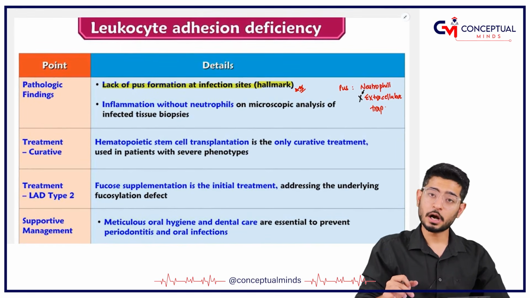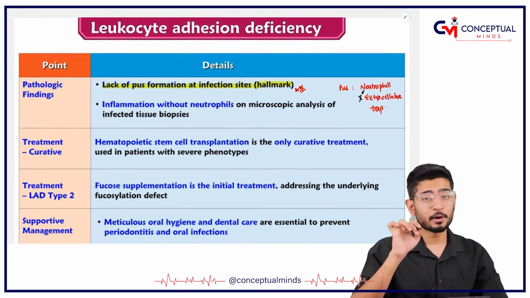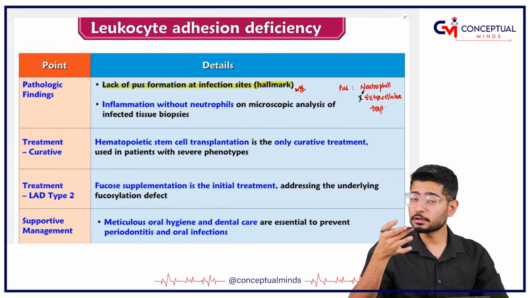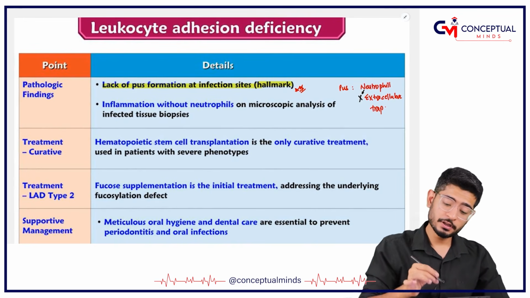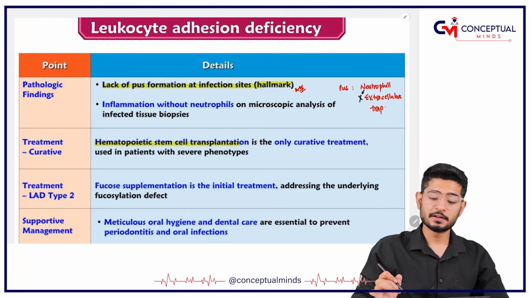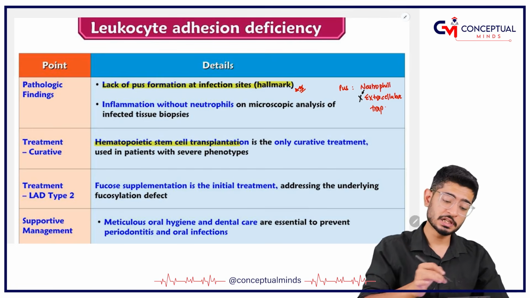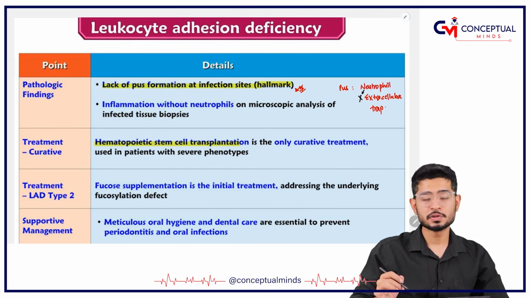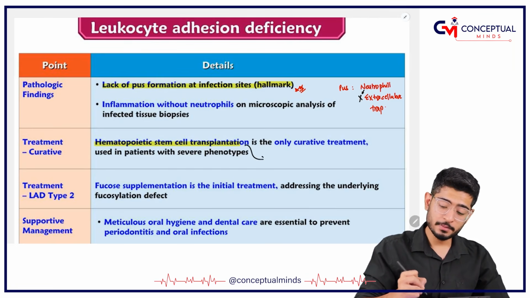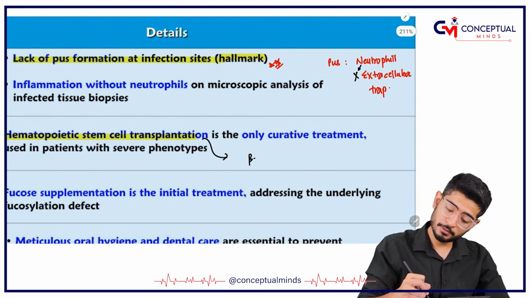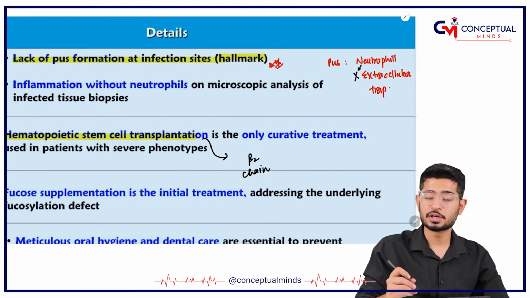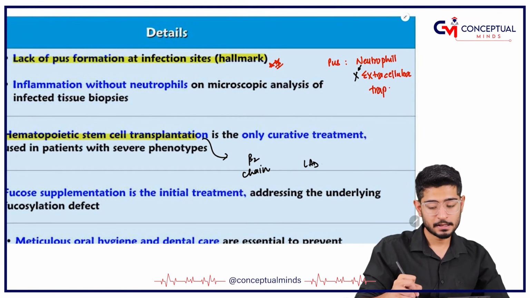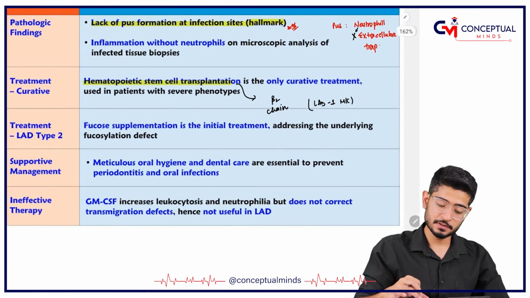Now how will you treat it? So what was the problem? That leukocytes are not going to get adhered. So we give stem cell transplantation, so that there will be formation of beta 2 chain properly, because LAD 1 is the most common one. So this is the most common thing which is done.